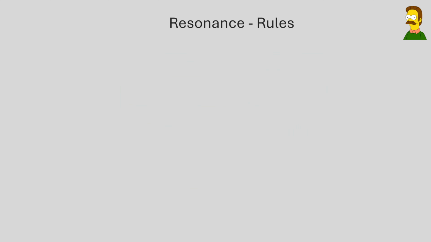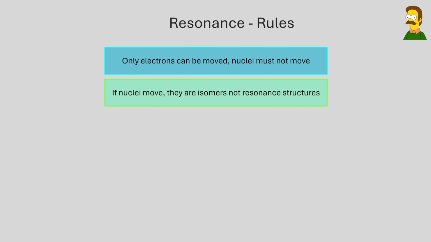So what are the rules for resonance? First rule: you can only move electrons around. You cannot move nuclei. If you decide to move nuclei, that's going to be an isomer, no longer a resonance structure. And if you want to study isomers, I've done that in detail on the bento links. If you want, I can also put it in the description.